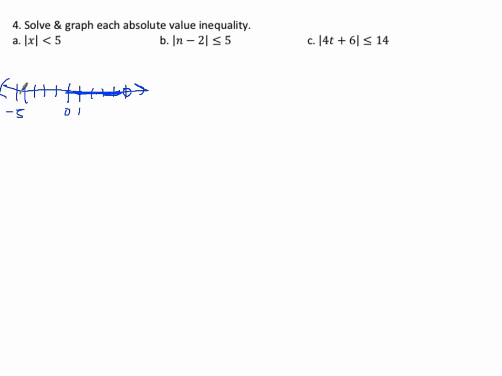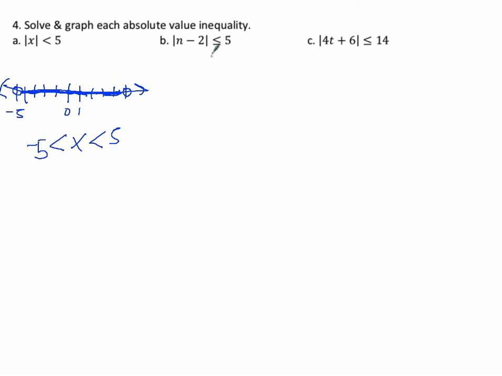Okay, so that would not including negative 5. So if you had negative 4 and you absolute value it, you also get a number that's less than 5. So this is the solution set on the graph. So you have x is less than 5, greater than negative 5.